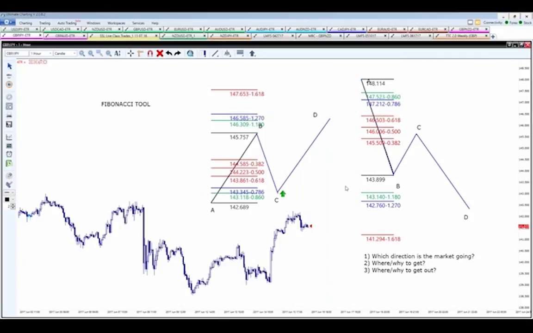So let's go ahead in here. That's going to answer questions number 1, 2, and 3. Which direction is the market going? Where and why to get in? And where and why to get out. So what I'm going to do is I'm just going to delete all this here.